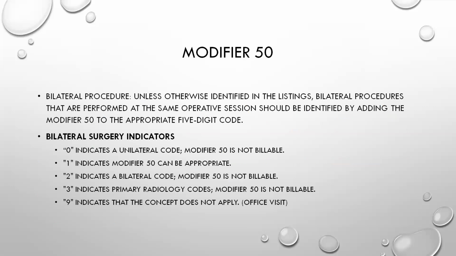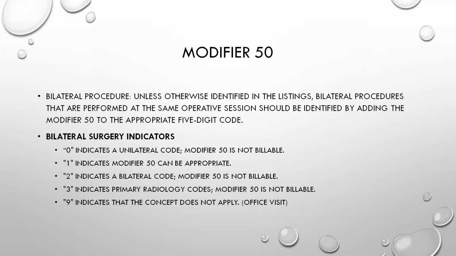Modifier 50 is going to be your bilateral modifier. There are some insurances out there that like to see two lines with an RT modifier and an LT modifier. And then there are some insurances that want you to bill one line with a 50 modifier when you're billing a service that allows a 50 modifier. You really need to know your payer's information when it comes to that.